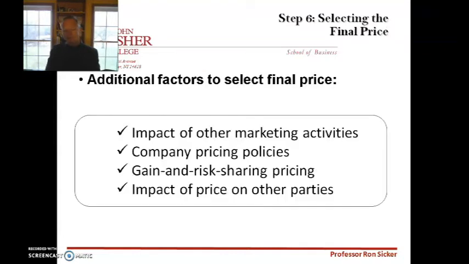Additional factors, you've got to take a look at how it impacts your other marketing activities. Nike has to be very, very careful about discounting things like their sporting goods because it hurts their sportswear. You've got to take a look at company pricing policies. Sears's pricing policy was always to have a special. You've got to take a look at what's the risk and what's the gain on your pricing policies, especially when you're looking at tactical pricing.